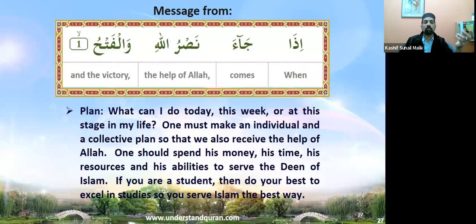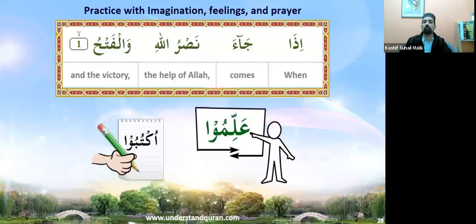Alhamdulillah, I've also set up targets for myself. I'm going to at least learn one ayah of Quran every day. I'm going to teach at least one lesson of Quran every day. I'm going to talk about it. I'm going to plan about it. I'm going to plan about how many teachers to be created. So have some concrete plan. Excel in your studies, learn Quran, and then spread it to others. Serve Islam in the best way.